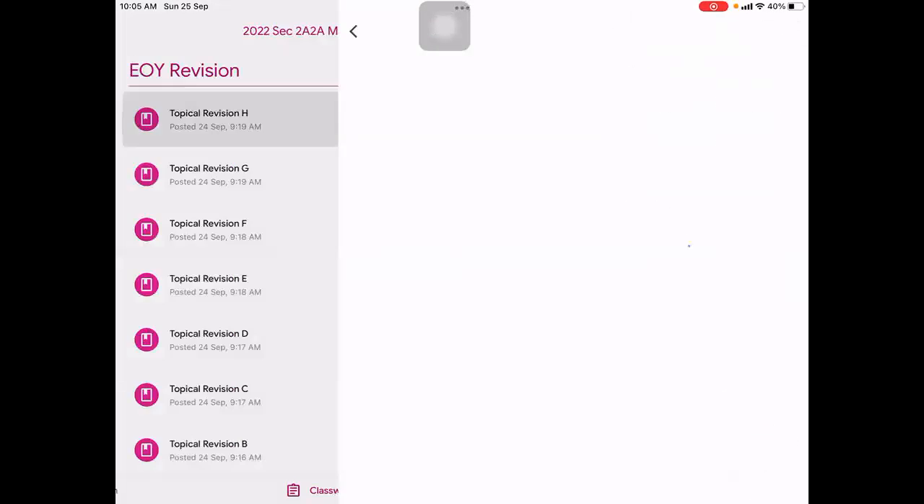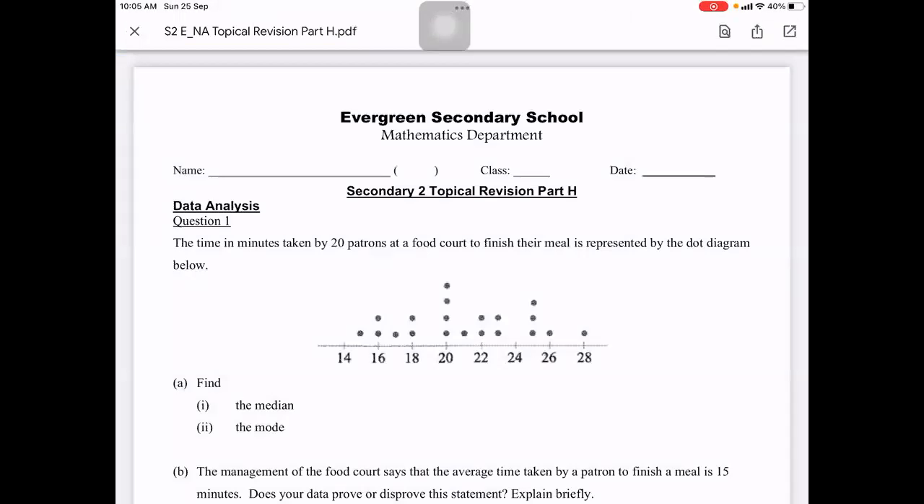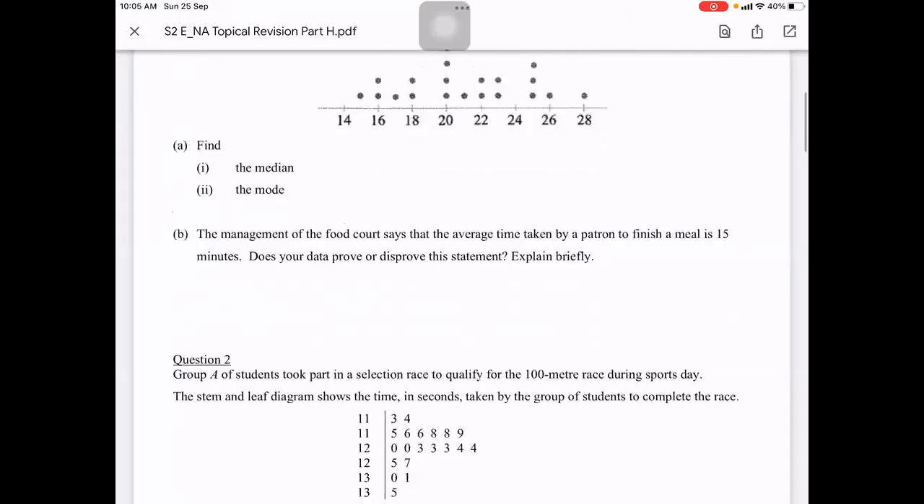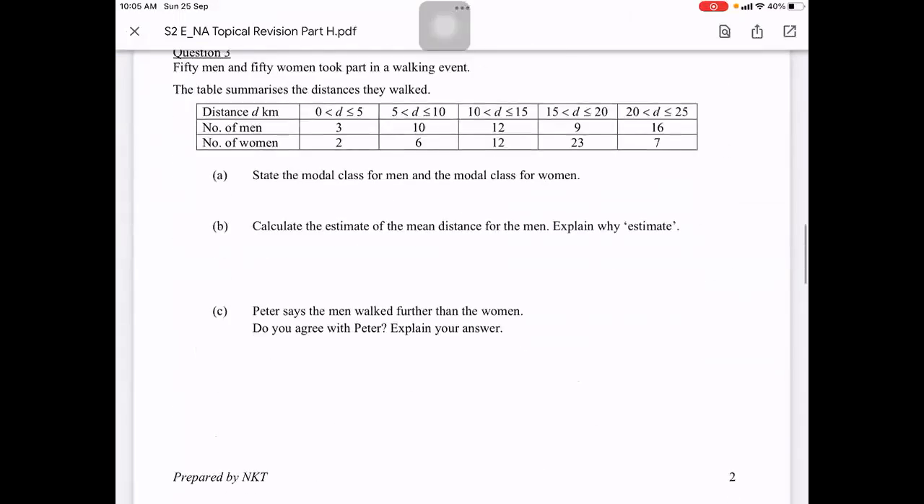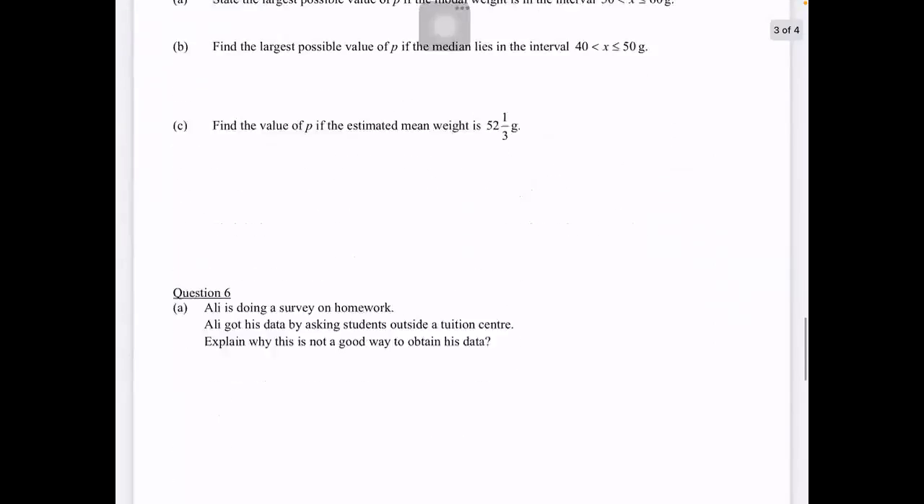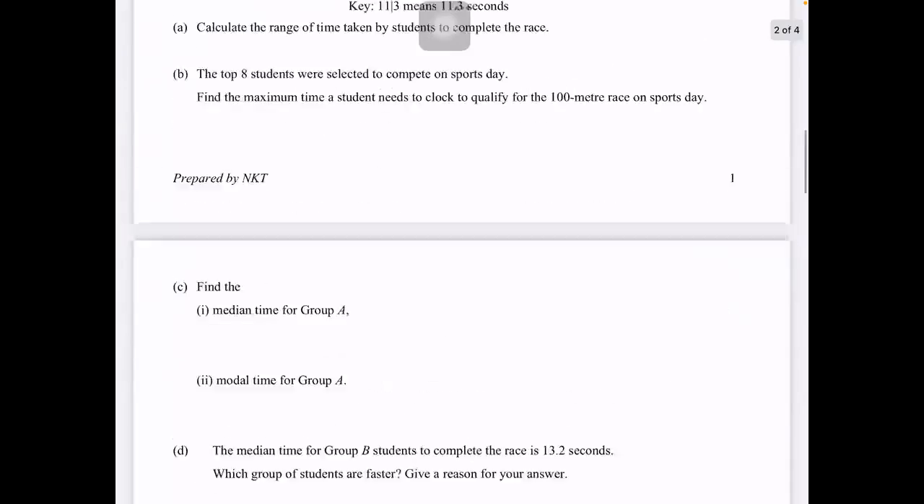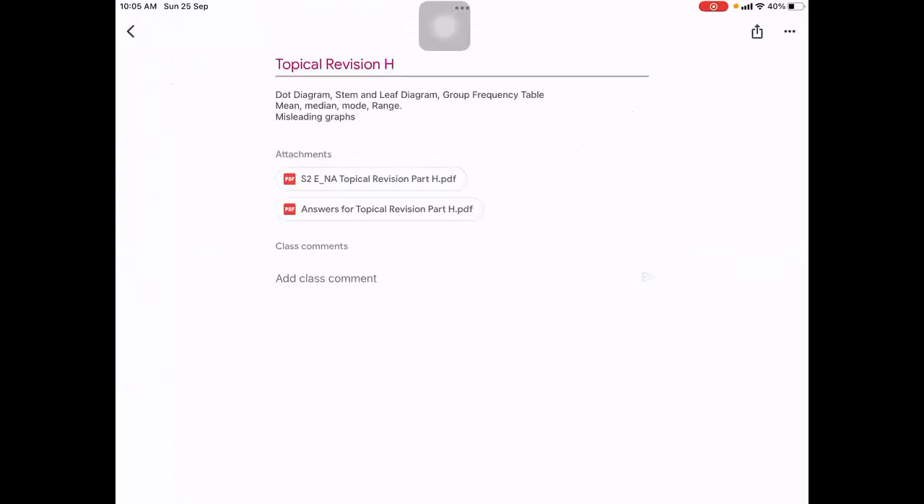Last but not least, topical revision H, the one that I asked you to do the other day: stem and leaf diagram, calculation of mean, mode, median, and range. The answers are already on Google Classroom, and I already sent them to your class chat. So please study this one. It can appear in both paper 1, the easier questions, and the harder questions can come out for paper 2 as well.